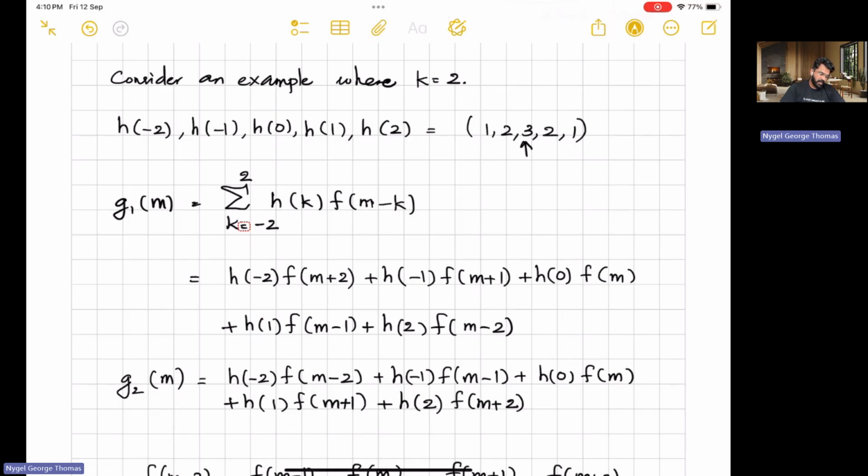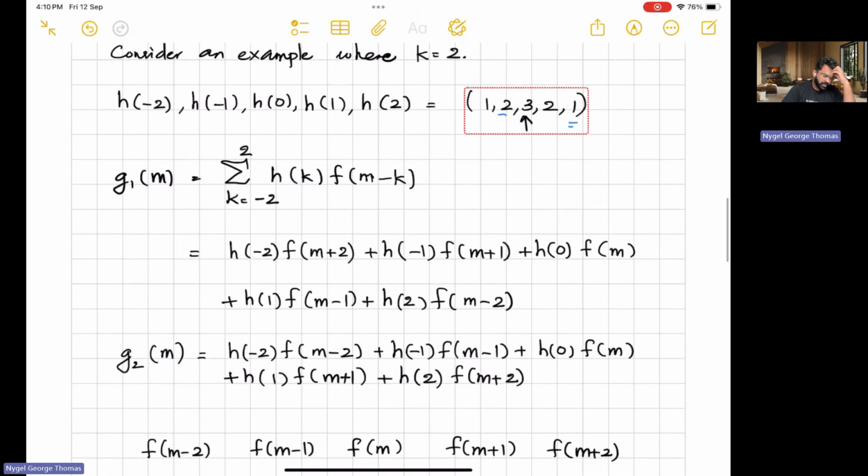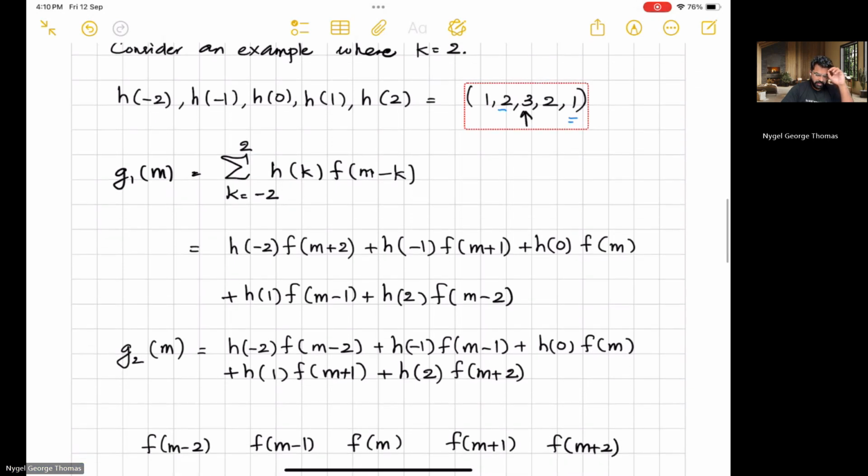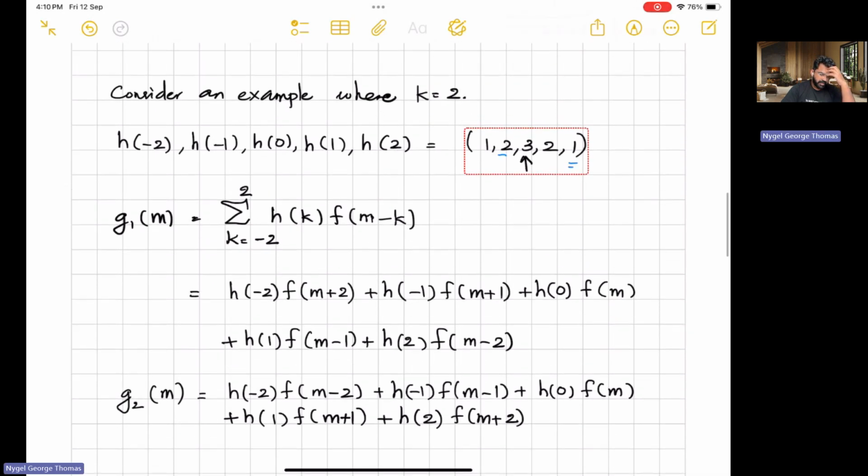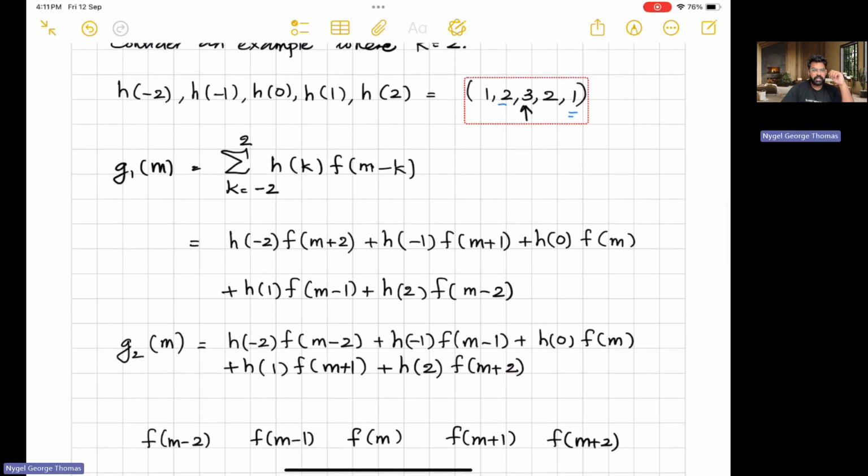Wherever the seed of the function is, we normally indicate it with an arrow to show where the zero of the function lies. So at h of minus 2, we have value 1, h of minus 1, we have 2, etc. H of 2, we have value 1. So this is the h function which we have. Now we have to convolve this with the function f to get the convolved output.